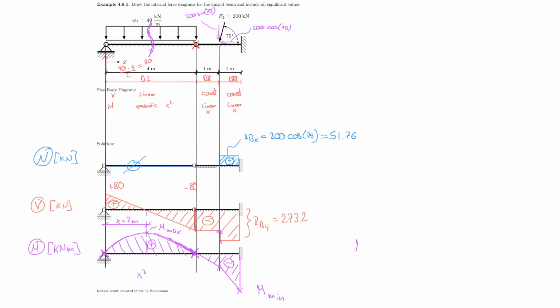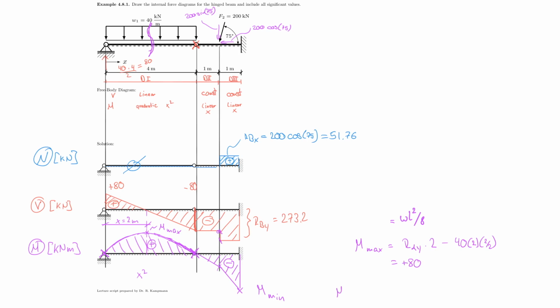And so my m max would be equal to the support reaction, RAY, times 2 meters. And now minus, right? Minus 40 times 2 times 2 halves, which is 1. And so that would give me my m max, which also happens to be like WL squared over 8 in this case, because it is a simply supported beam, but this happens to be 80, right? So, and this is positive 80.